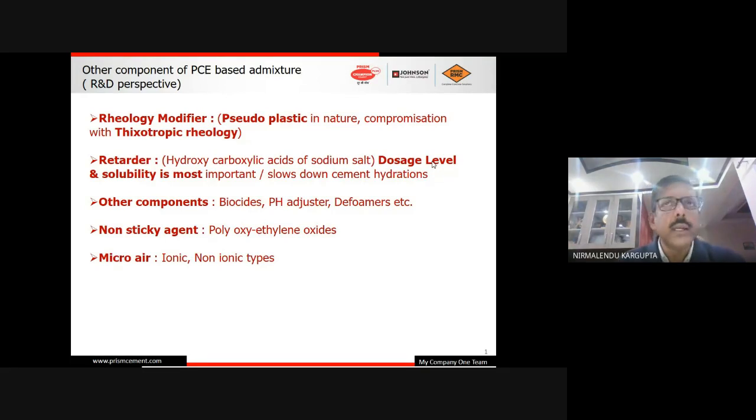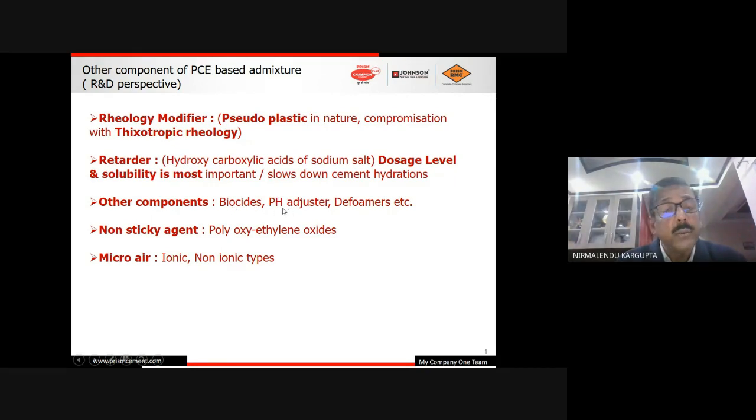Practically there is 58% solubility for gluconate, but we do not take that much concentration in the admixture formulation because some other molecules will also be there. In winter, sedimentation also takes place. That is why 3 to 4% gluconate is enough, because if you want longer slump retention, you have to provide slump retainer molecules. Then we incorporate some biocides to make the shelf life longer.